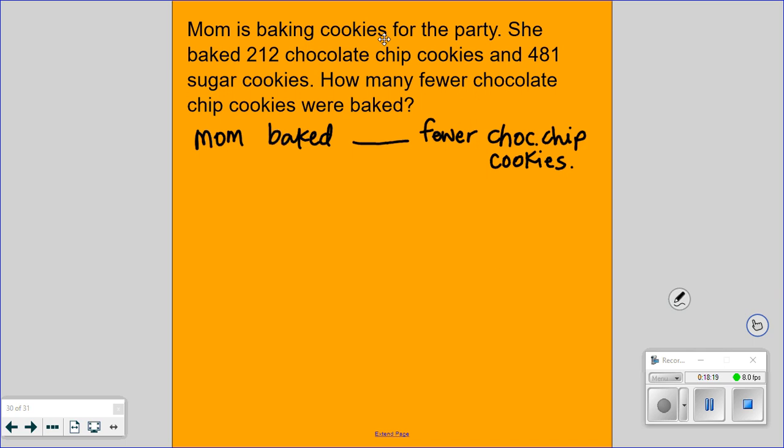There's only two kinds of cookies. One of my cookie bars is going to be bigger than the other. Brogan, which one's going to be the big bar? The sugar cookies are the big bar. Brogan, I heard you saying there's 481. I'm going to write that in my bar, 481.